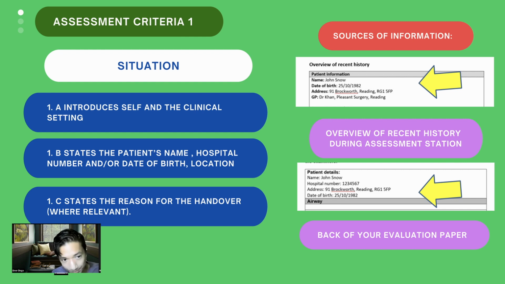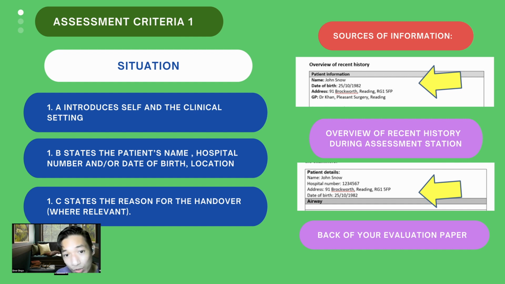Situation. Of course, you have to introduce yourself. Let's say my name is Emmer, and I am the nurse looking after, let's say I am in the community, Austin House. The patient's name, let's say, Juan de la Cruz. His hospital number is 12345. Date of birth, let's say, today. The location is Austin House.